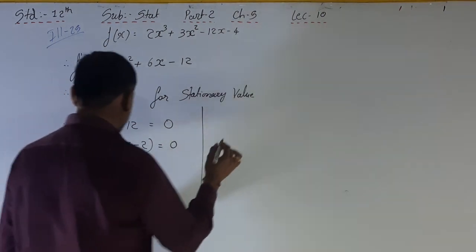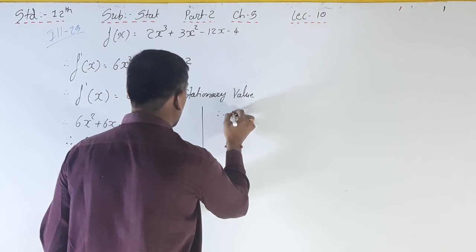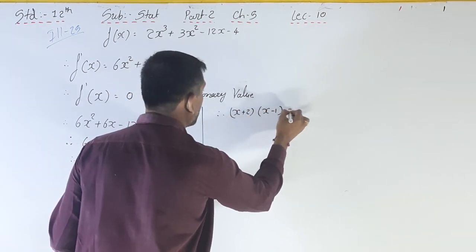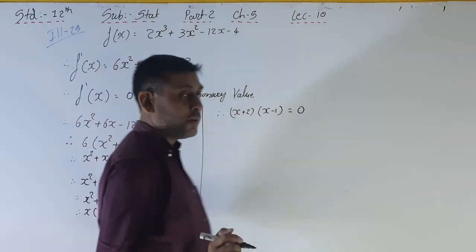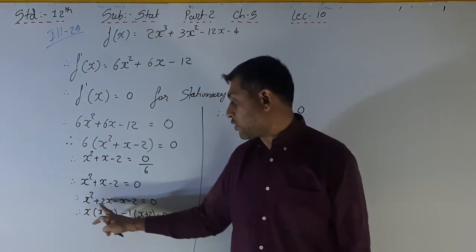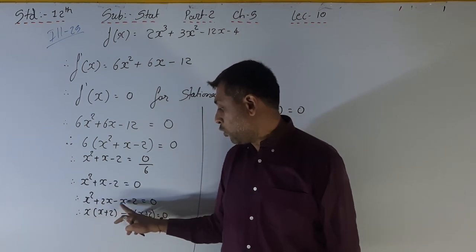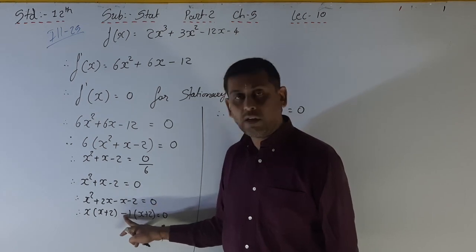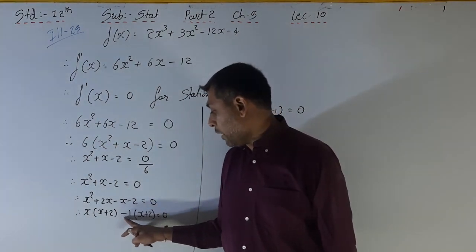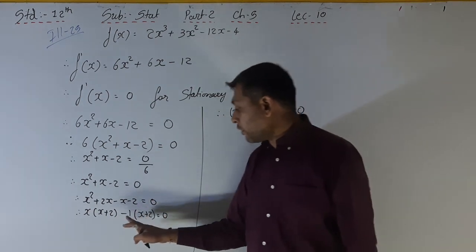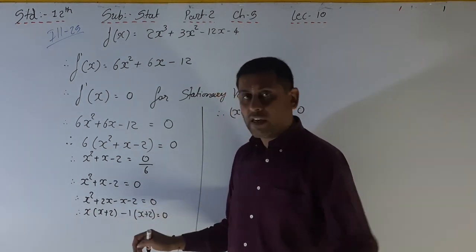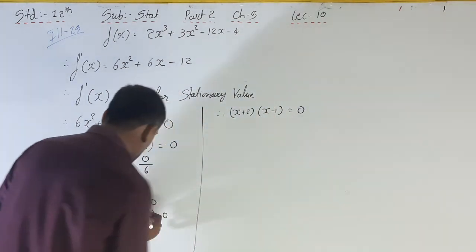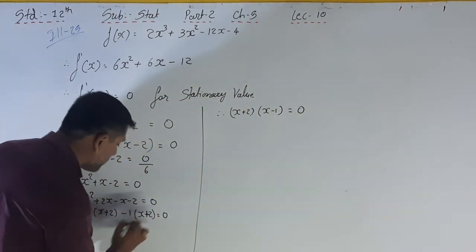See, I am writing here, therefore (x + 2)(x - 1) is equal to 0. See that I am taking x common from this, that's why x + 2. Also -1 is common from this, that's why x + 2. Here the minus is outside the bracket, that's why -1 is taken common, and that's why inside the bracket we have to put plus.